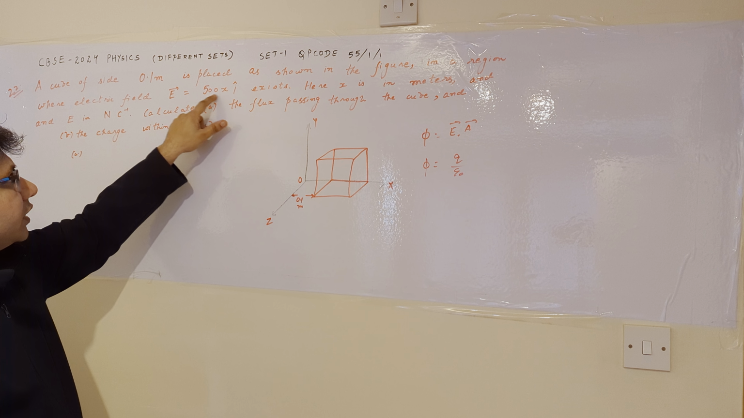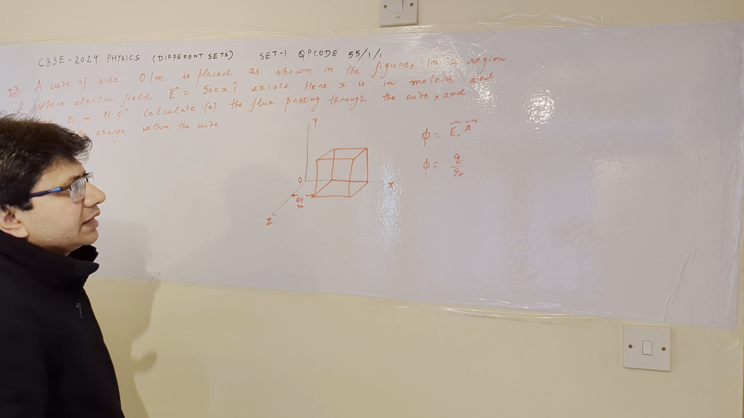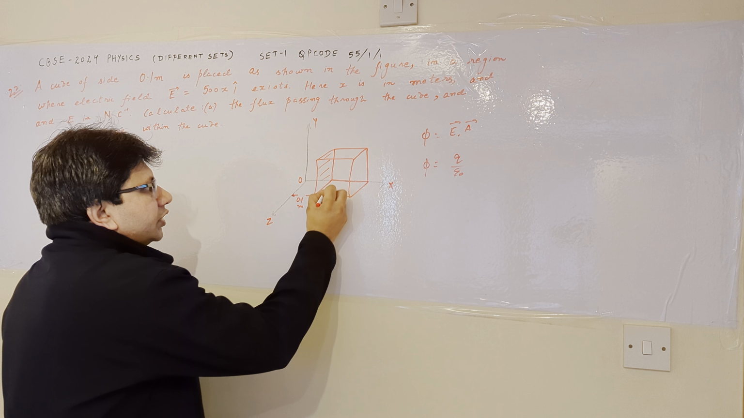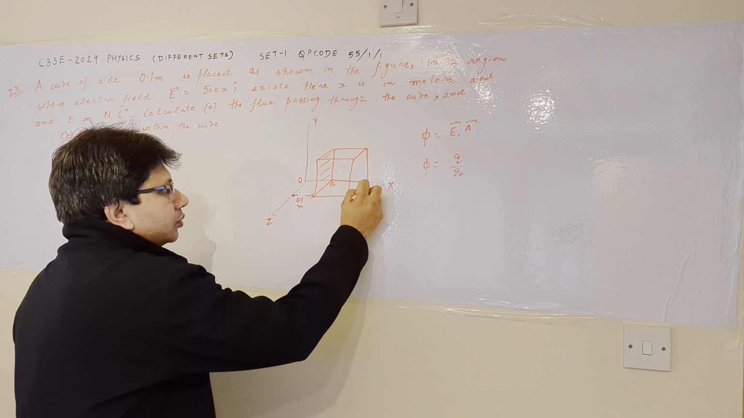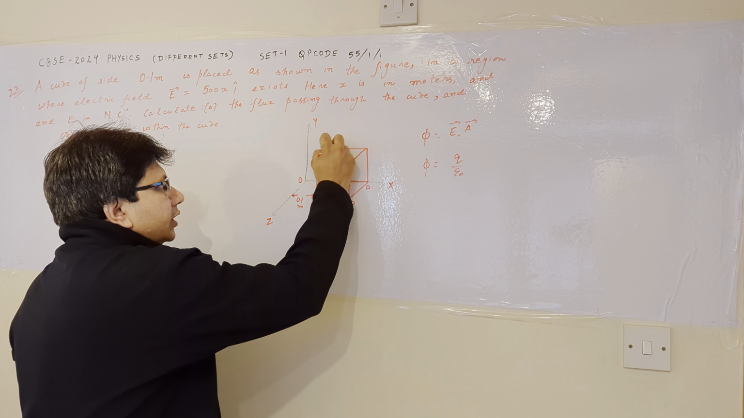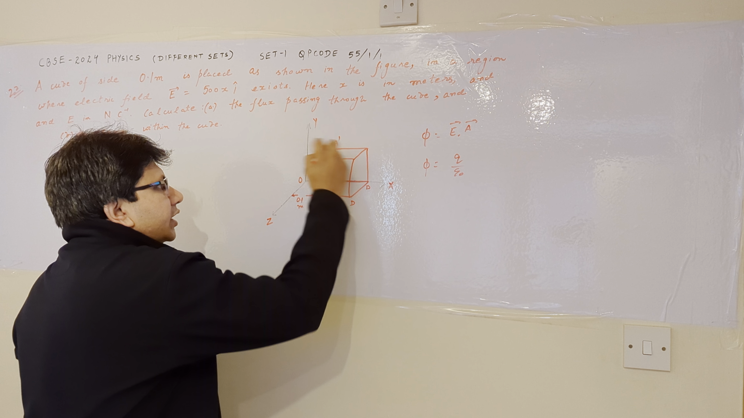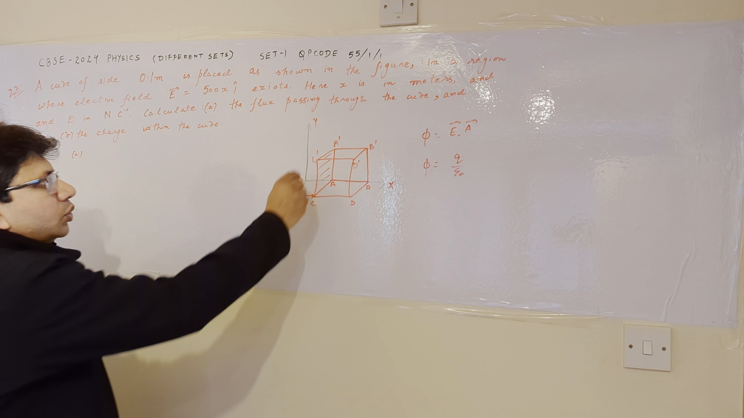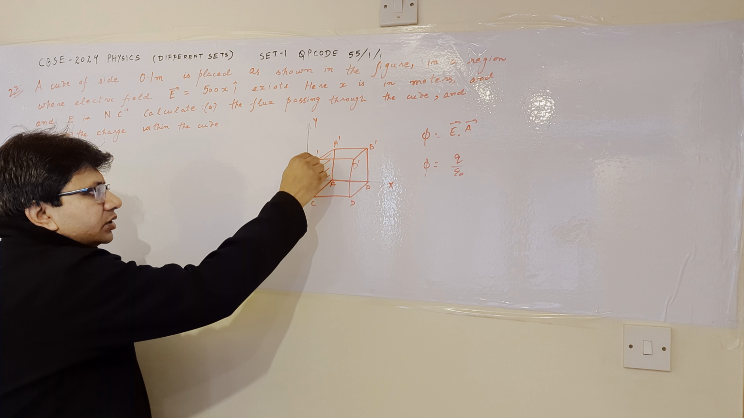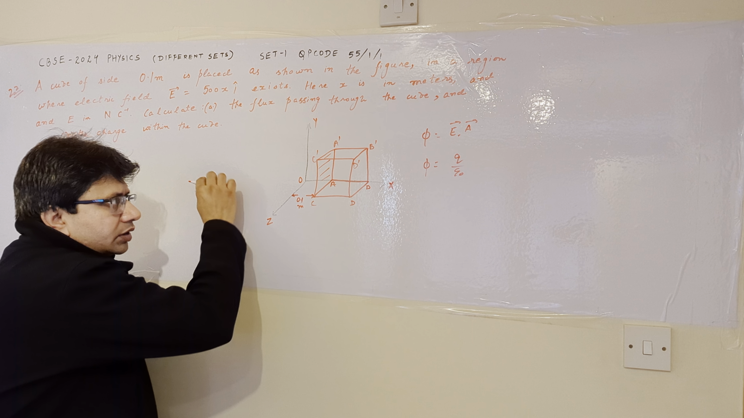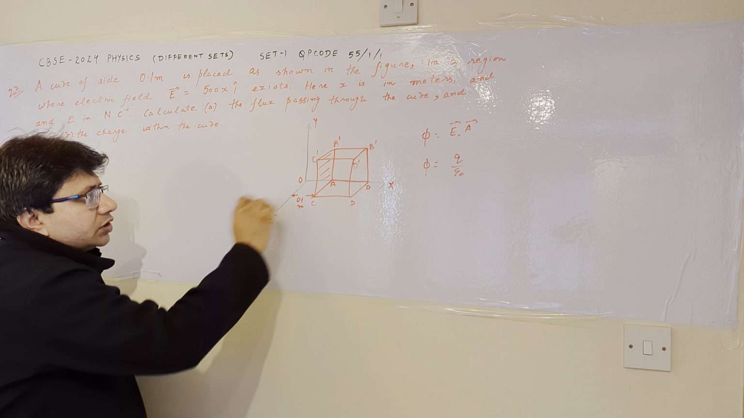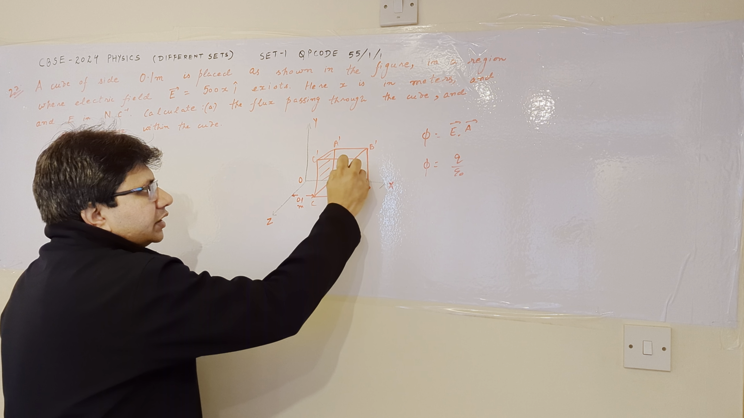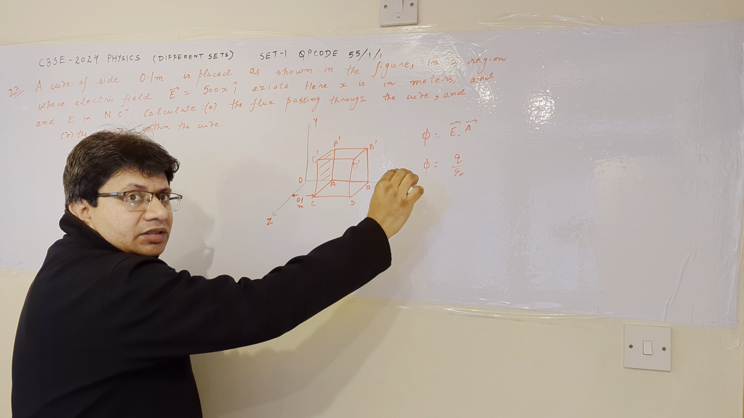First of all, for this particular cube, we name it A, B, C, D, A dash, C dash, D dash, and B dash. Then the face A dash, C dash, the electric field line passes through this face. Similarly, for the face D dash, B dash, the electric field line passes.